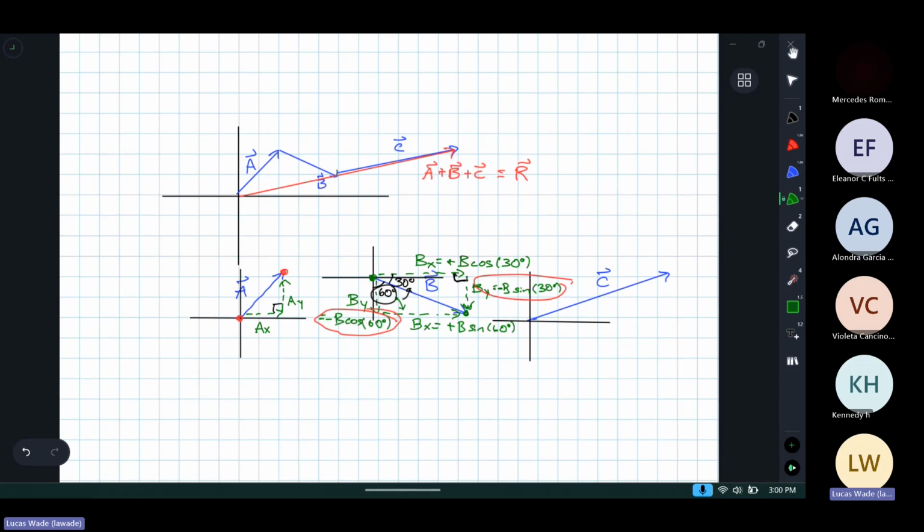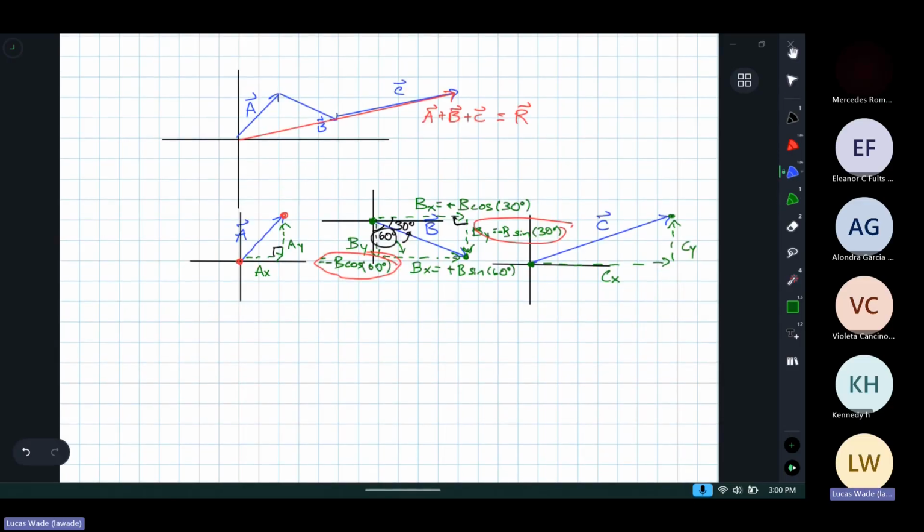All right, and last, for vector C, same deal. I could get from the starting point to the ending point by walking to the right and then walking upward, or walking east and then north, whatever the problem calls for. So the takeaway is be very careful when you draw your components.